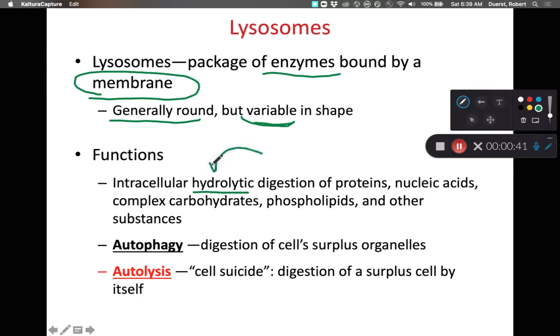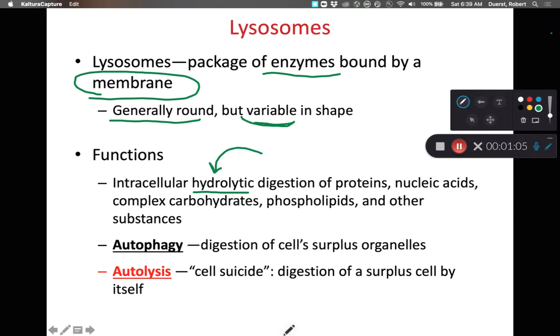And if you recall from earlier in our chapter 2 discussion when we reviewed chemistry, hydrolysis is when we use water to break apart the covalent bonds that hold biomolecules together. So we can have hydrolysis of proteins, nucleic acids, complex carbs. We can take these big macromolecules and chop them up into little pieces using a lysosome.